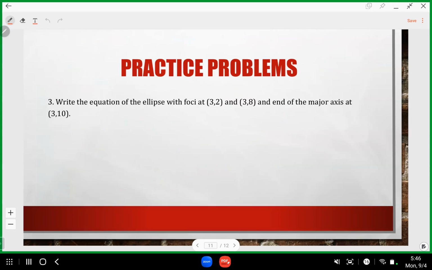And our third question here, try to solve this. Write the equation of the ellipse with foci at (3, 2) and (3, 8), and end of the major axis at (3, 10).